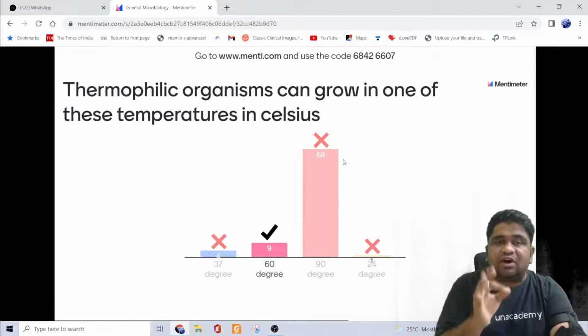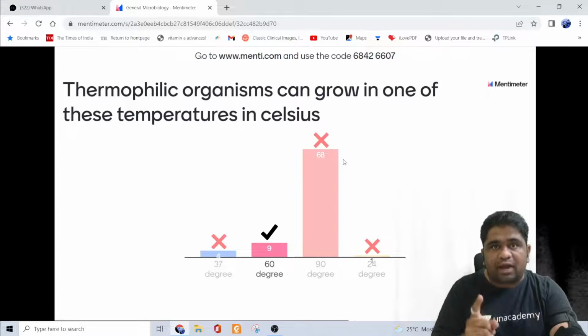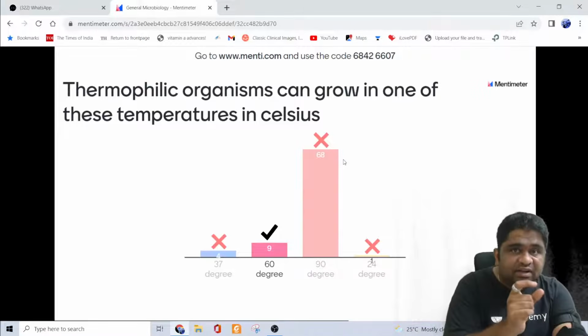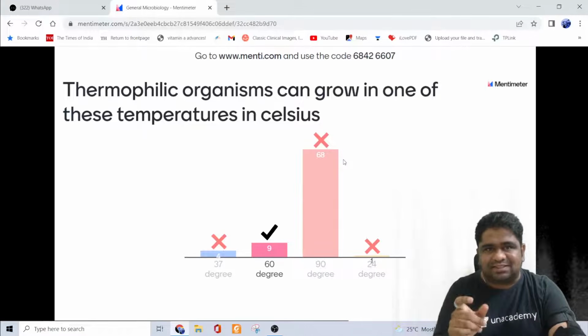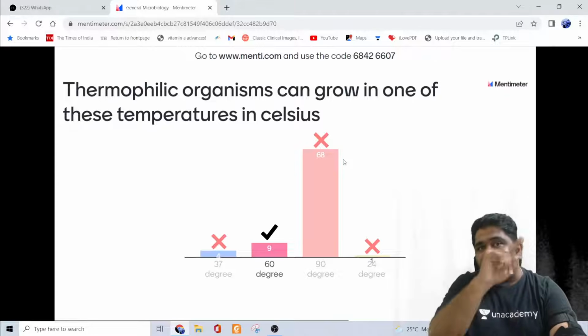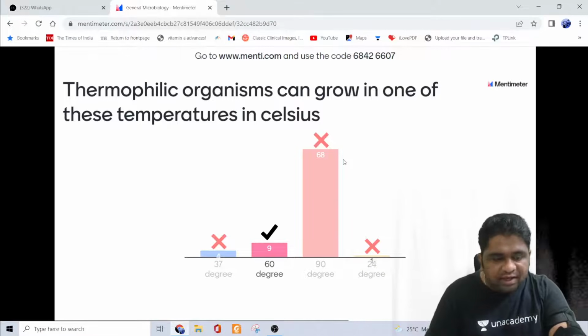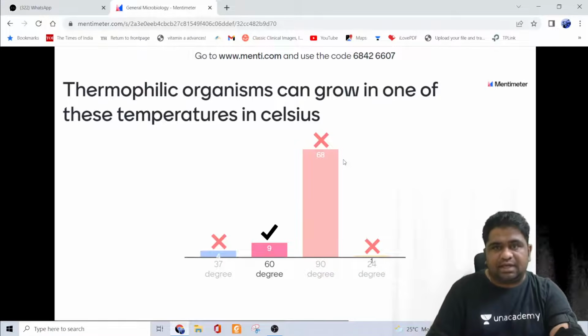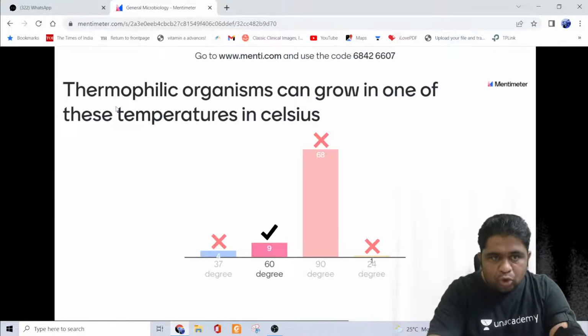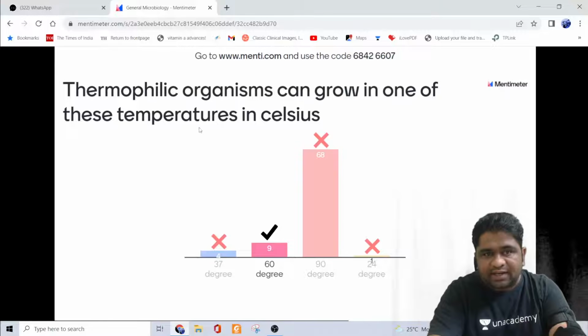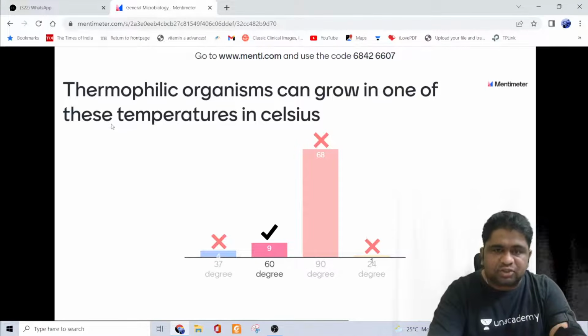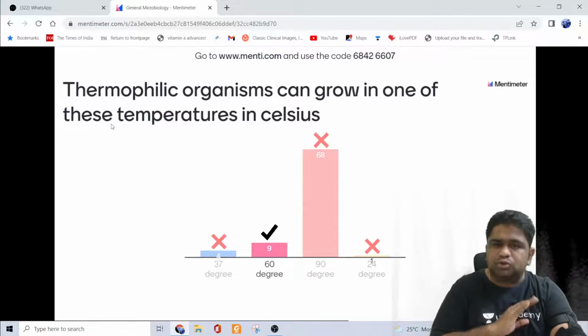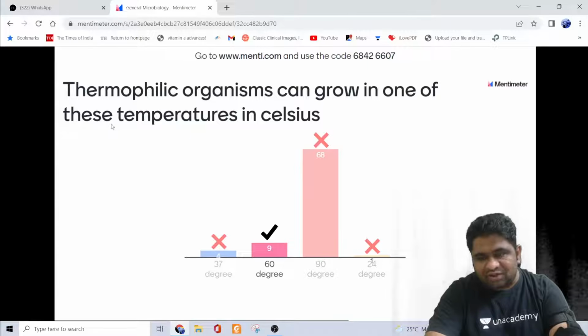Now, thermophilic organisms are those who grow at temperatures between 55 degrees Celsius to 80 degrees Celsius. If an organism grows above 80 degrees Celsius, that organism is referred to as hyperthermophilic organisms. I repeat, those organisms who grow at a temperature of more than 80 degrees Celsius will be referred to as hyperthermophilic organisms. So that is why you got this tricky answer wrong. Do not worry about it. You have learned something new. All of you are good students. You have done a good job.